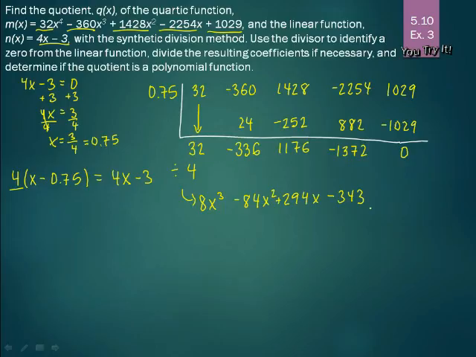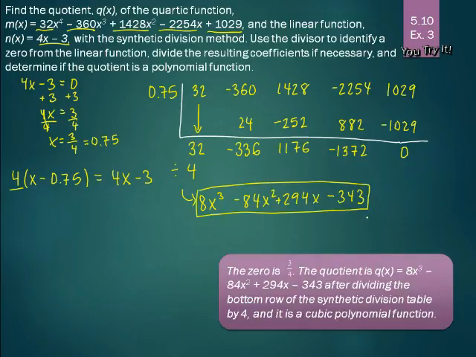So let's go ahead and summarize our answer. The 0 is 3/4. The quotient is q of x equals x cubed minus 84x squared plus 294x minus 343 after dividing the bottom row of the synthetic division table by 4, and it is a cubic polynomial function.